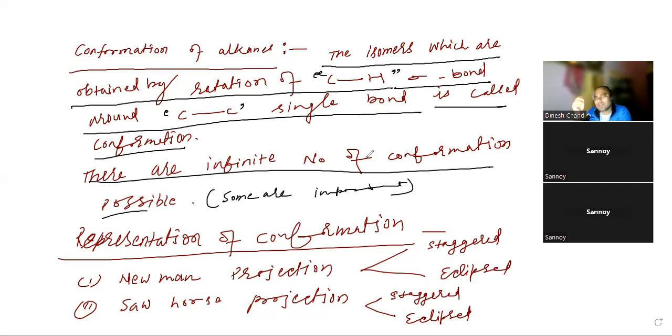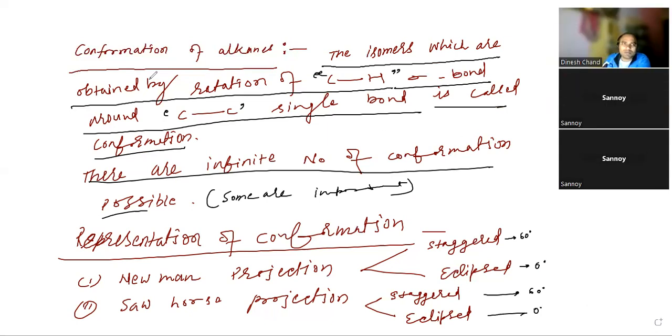You can rotate very little, and you can rotate maximum. Here you see, staggered means 60-degree rotation. Eclipsed means 0-degree rotation. Here staggered is 60-degree, and eclipsed means 0-degree rotation. So I must say you must have understood the meaning of the conformation definition.